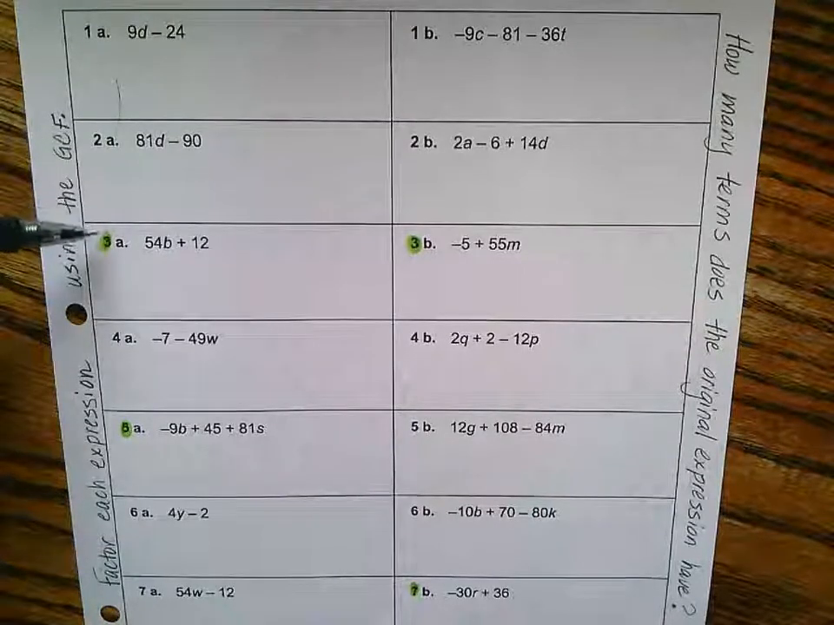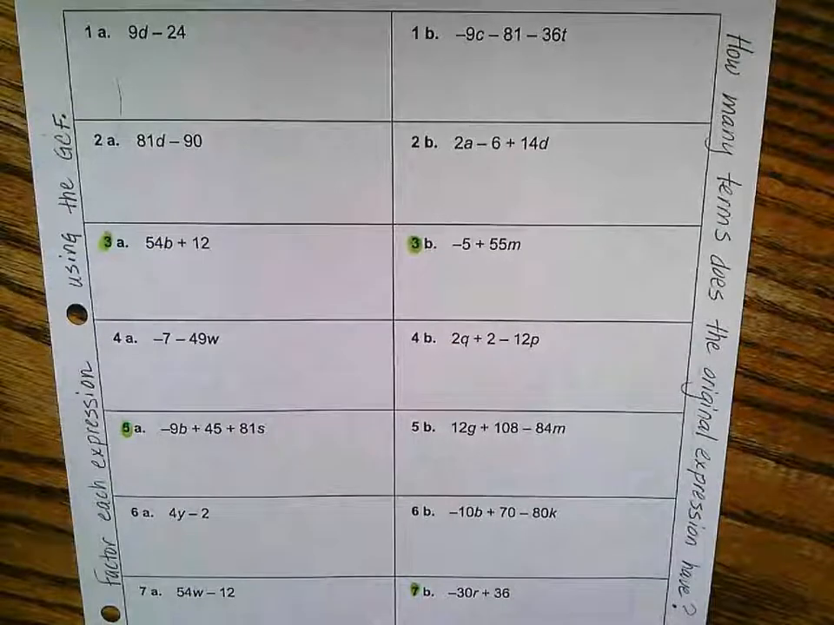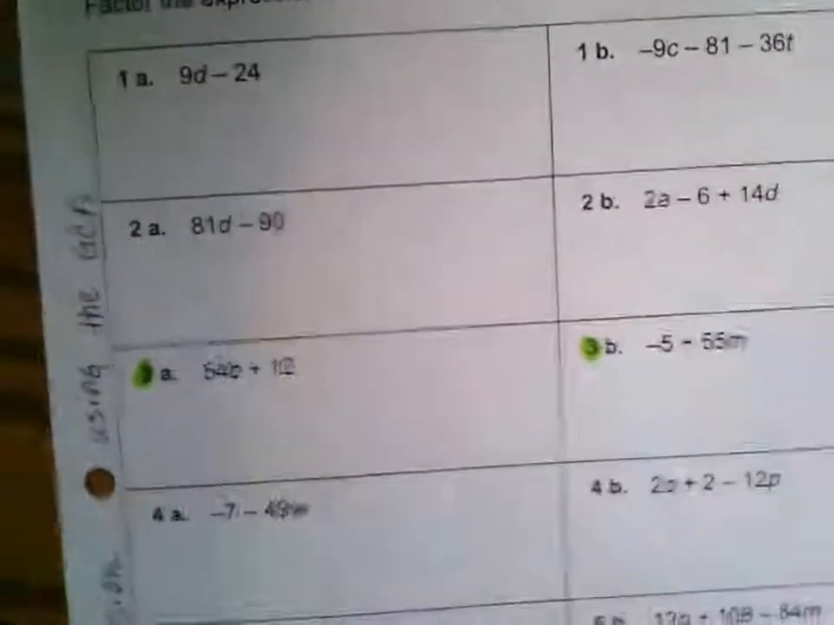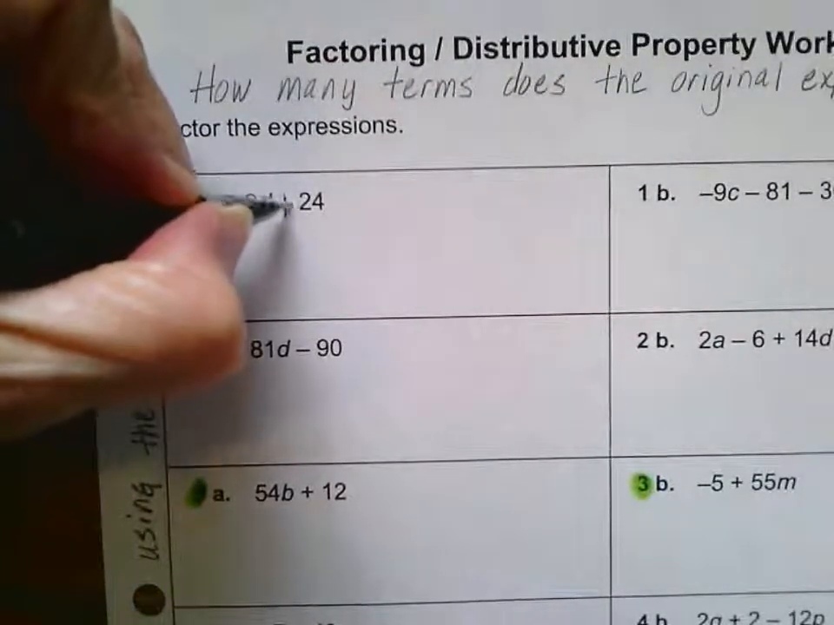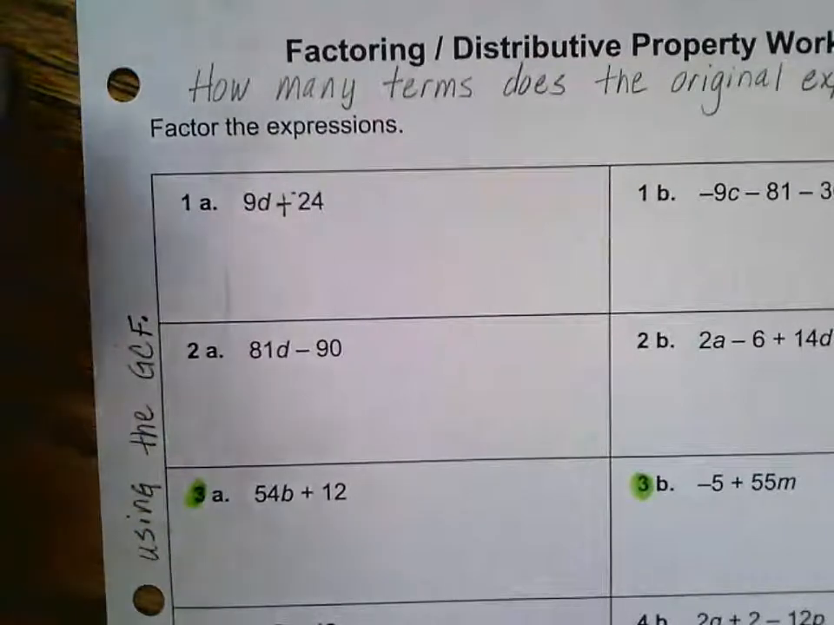The ones that I have highlighted actually are all addition problems. So those are the ones I don't need to change. That's the reason for the highlighting. So number 1, I'm going to change subtraction to an addition and change my 24 to a negative 24.